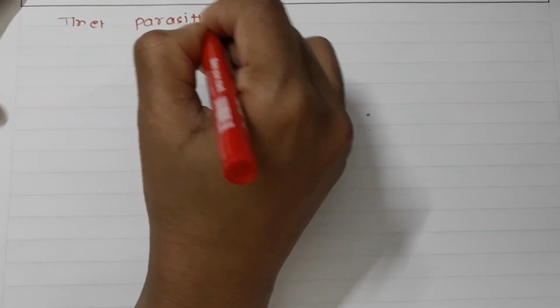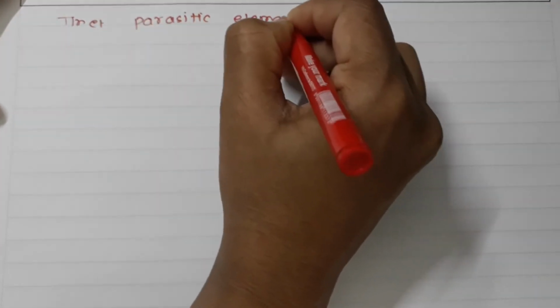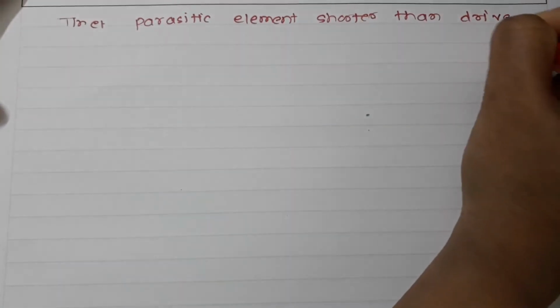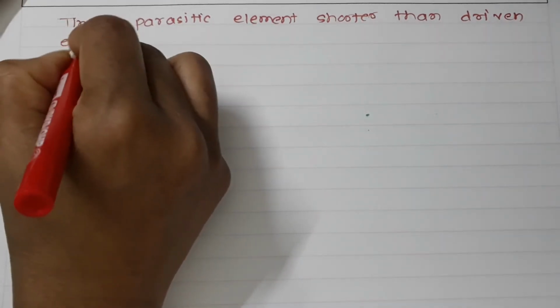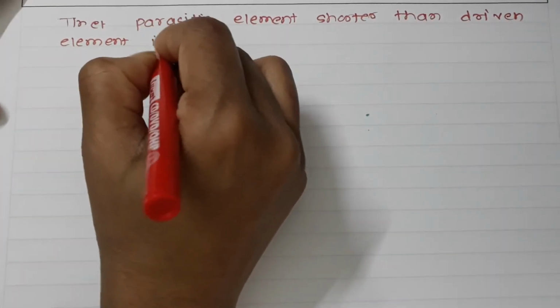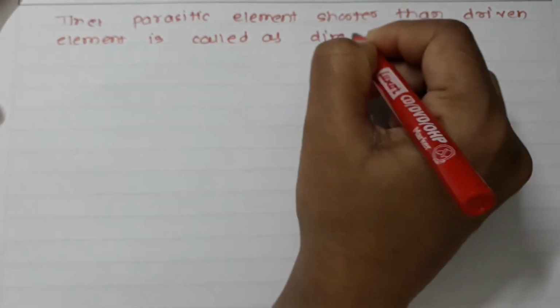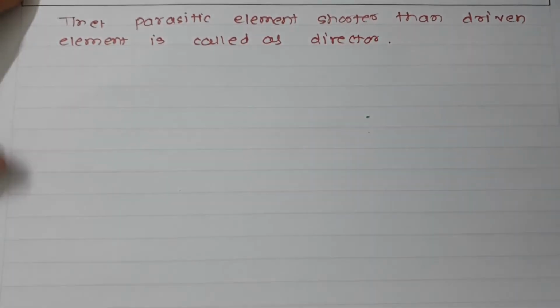So the parasitic element shorter than the driven element is called a director. Here let us see what kind of pattern we'll observe with this.